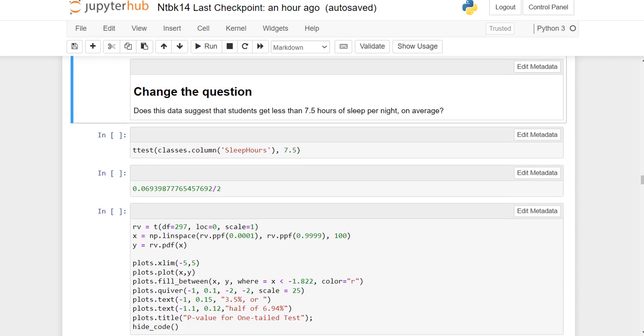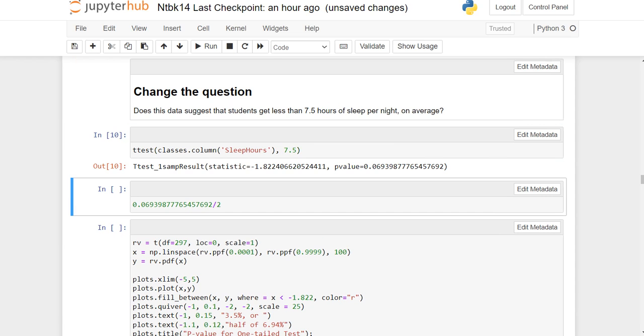Okay, so it says change the question. Notice that they're changing the question to mu equals 7.5. All they've done is run the exact same statistical test with the exact same data, but change the hypothesis so that mu equals 7.5, and we're checking to see if students get less than 7.5 hours of sleep a night. And when we run this, notice that we get a pretty small p-value. Now, why this? They're suggesting that we take the p-value and chop it in half.